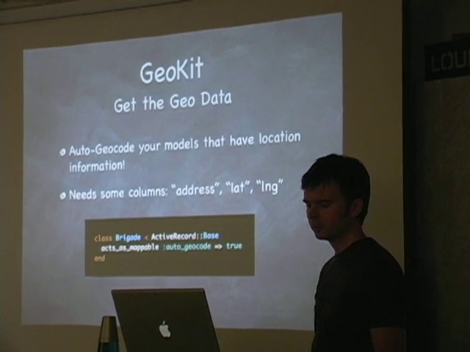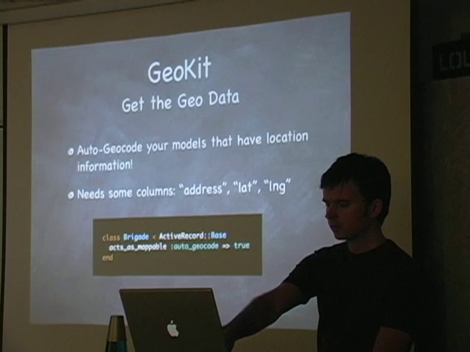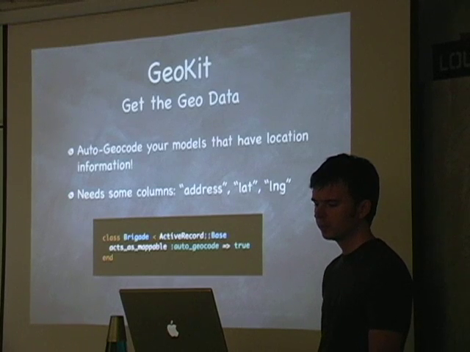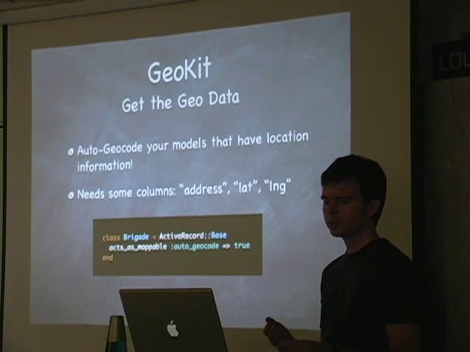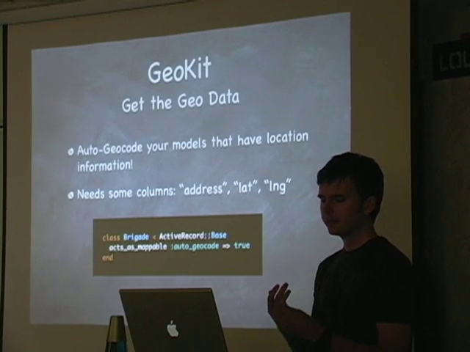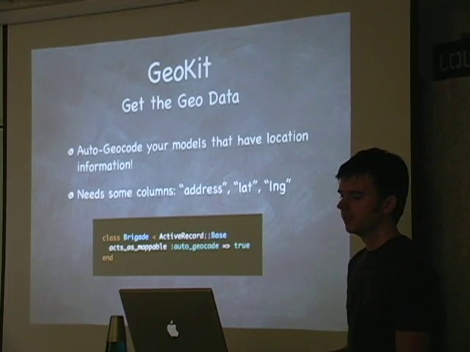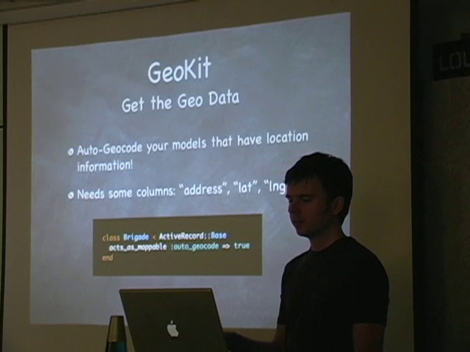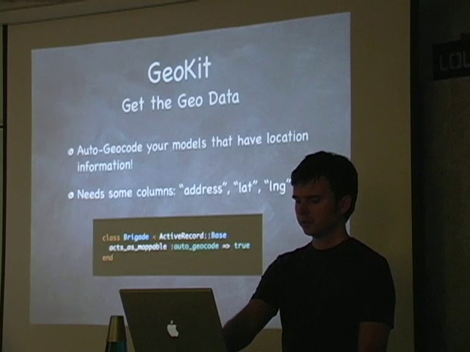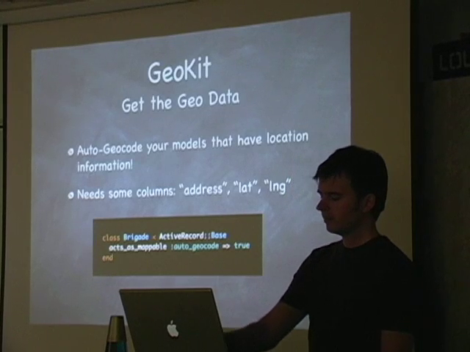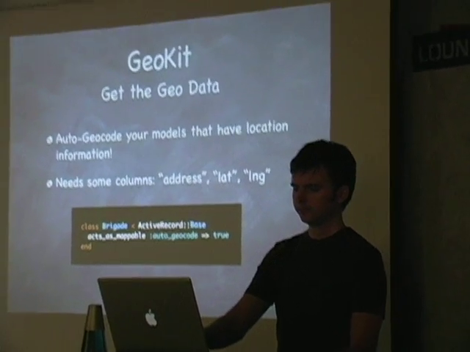With GeoKit you get this little class method called acts_as_mappable. You set auto geocode to true, and it requires some columns in your database. You have an address column, which is just a string, like your whole address or just your zip code, and then lat and long is what it saves the geocoded information into. So you have those columns in your database, you add this line, and then you get it all for free as soon as you save any model object.